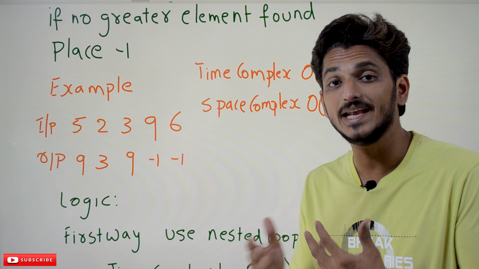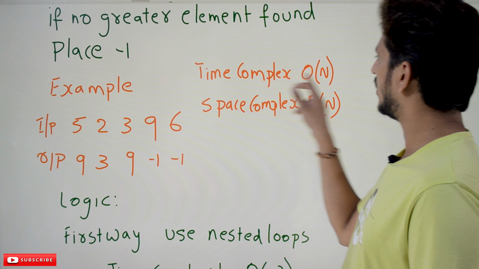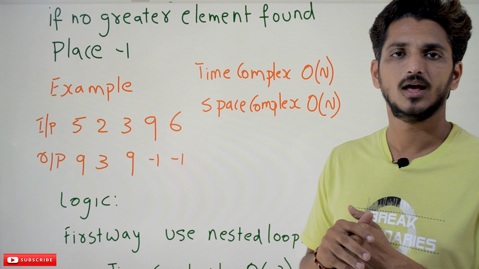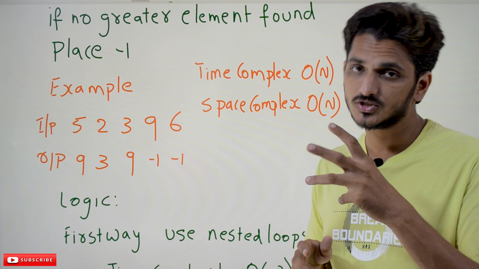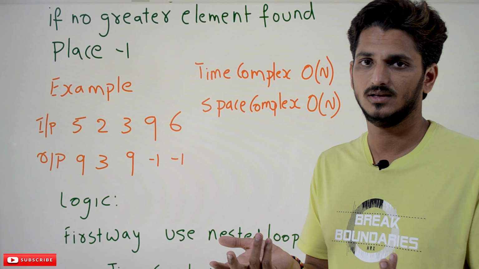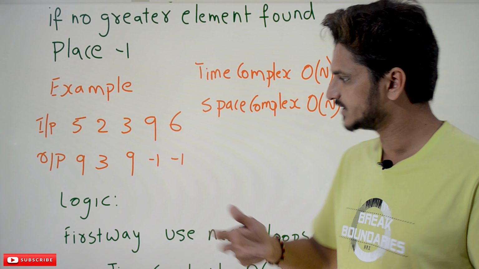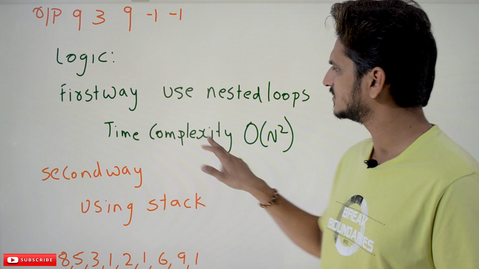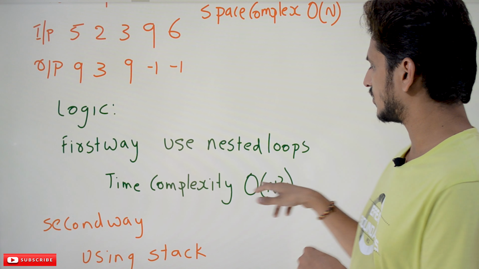But you need to maintain a time complexity of order of n and a space complexity of big O of n. So we need to maintain this time complexity and space complexity. Otherwise, writing the code is very easy. So now we will check the logic part. The first way is very easy. Using nested loops we can write the logic, but the time complexity is order of n square.